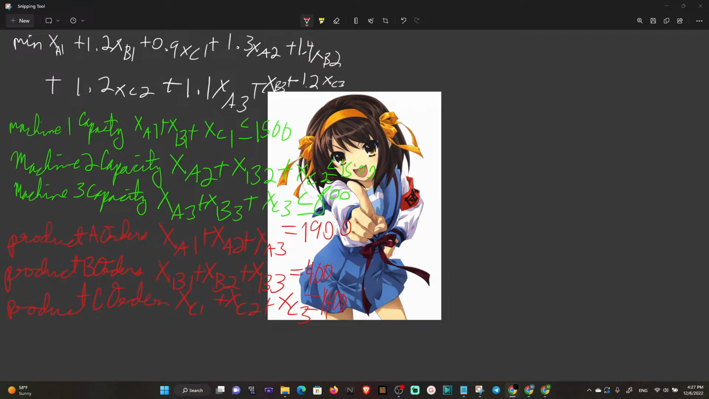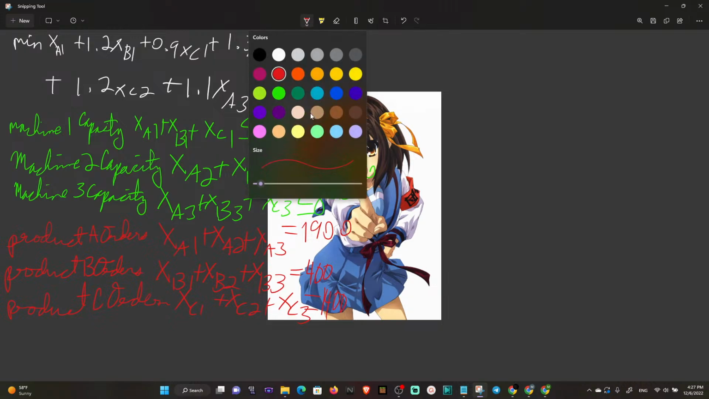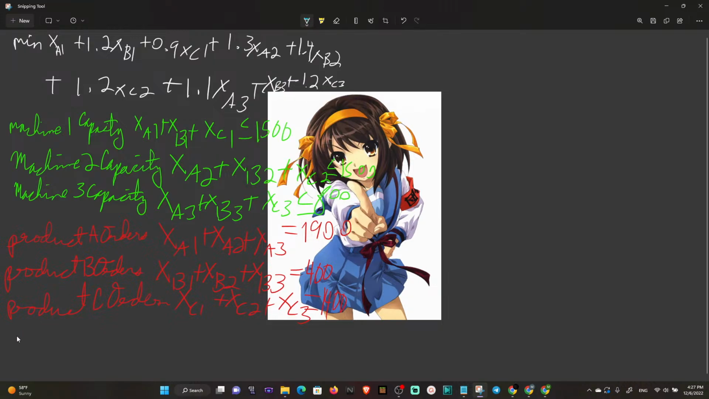Good. Now, let me ask you something. What are we missing? An extra constraint. Yeah, we still have some other constraints to do. Good. The final constraint will be the non-negativity constraint, which I will denote with teal. And that would be xij is greater than or equal to 0 for all i, j. Good, right?